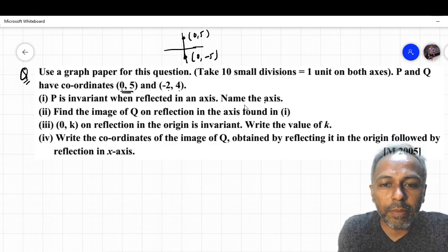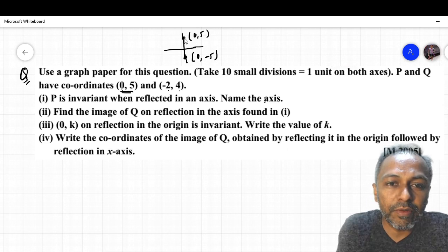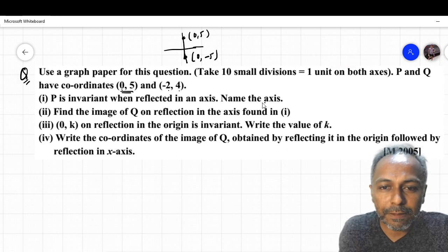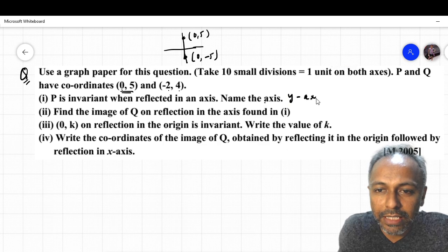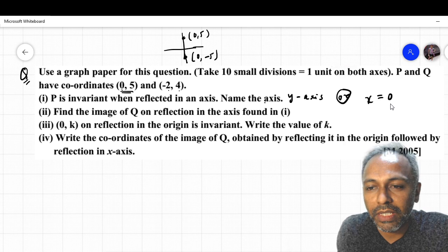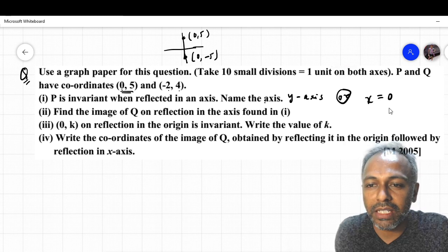So where is point P remaining invariant? It is remaining invariant about the y-axis. So the answer is y-axis. You can even call this answer x equal to 0, as the equation form of the y-axis is x equal to 0.